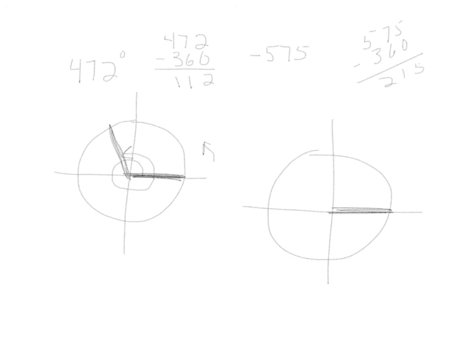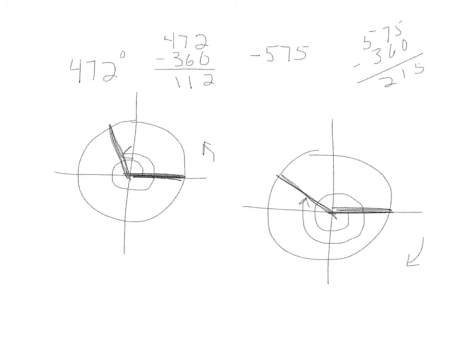Now we're going in a negative direction, so we're traveling around this way. We have to go one full revolution all the way around the circle, and then an additional 215 degrees. So we would end up about here. This would show going around one time, another 215, would put us at an angle drawn like this.